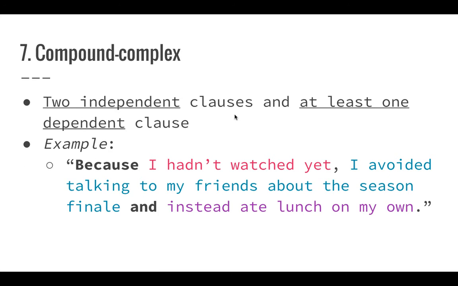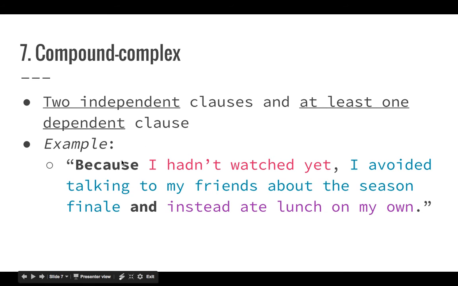And then if we combine the two together, we have what is called a compound complex sentence, which is where we have two independent clauses and at least one dependent clause. So we would kind of mix and match. So a possible example would be, because I hadn't watched yet, I avoided talking to my friends about the season finale and instead ate lunch on my own.